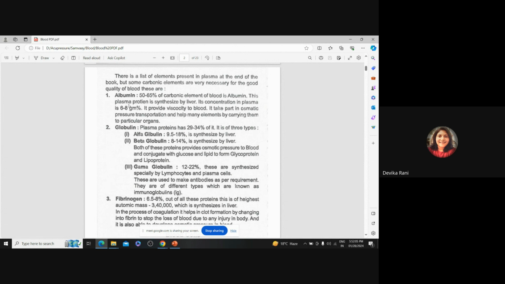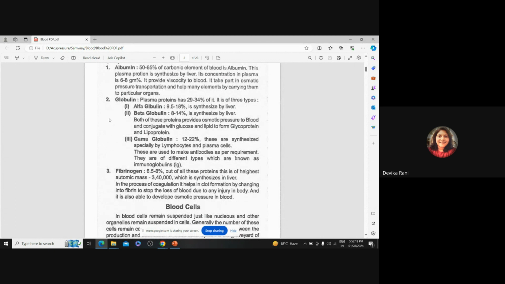So now we have fibrinogen. This is 6.5 to 8%. Out of all these proteins, this is of the highest atomic mass. It is again synthesized in the liver. So this helps in clot formation. Whenever there is an injury, it will help in clot formation in the body to avoid further loss of blood due to any injury. And it also helps in developing the osmotic pressure in blood.